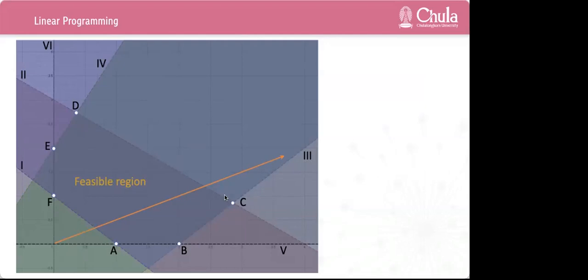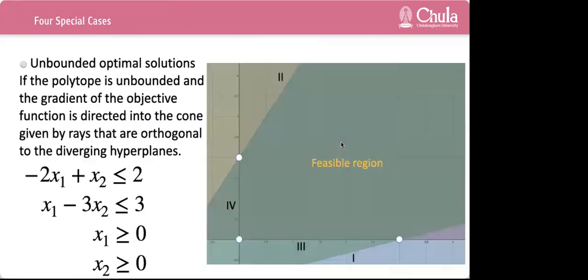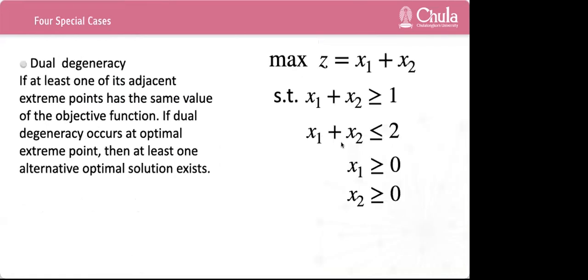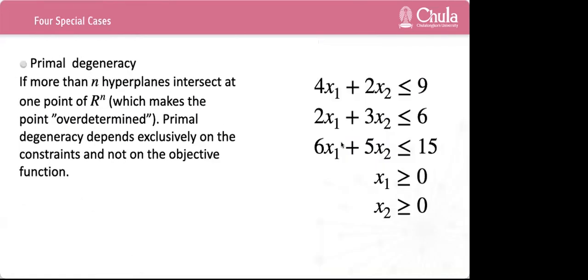Or if you want to minimize it, you go the opposite way, in this direction instead. And the solution would be here, right? Because we can move farthest in the minimum direction. And from that idea, I showed you 4 special cases, right?